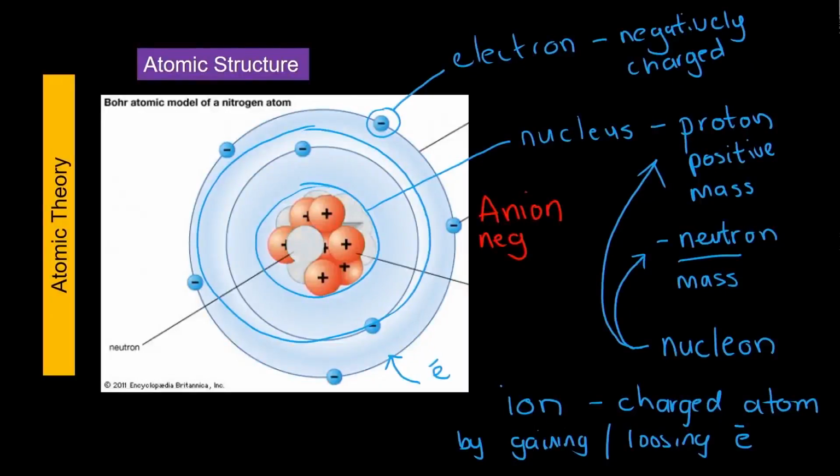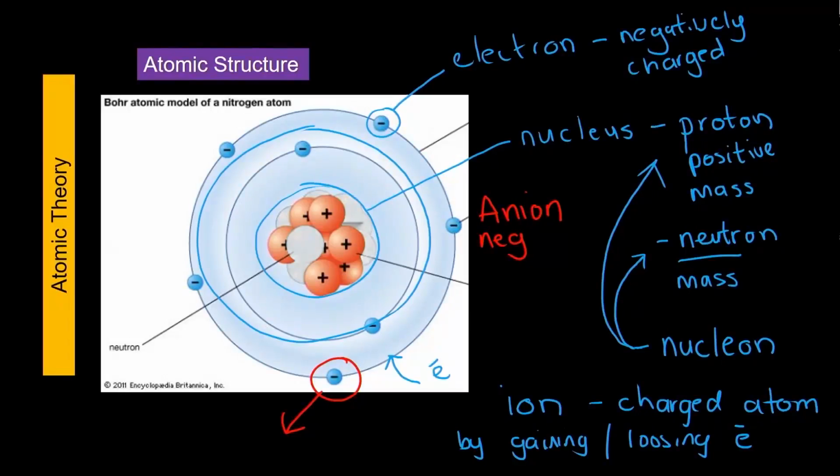Okay, so it is a negatively charged atom, which we now call an ion. What happens if electrons are taken away? They're taken away in a chemical reaction from the valence shell. What happens then? Well, then we don't have a neutral atom anymore.